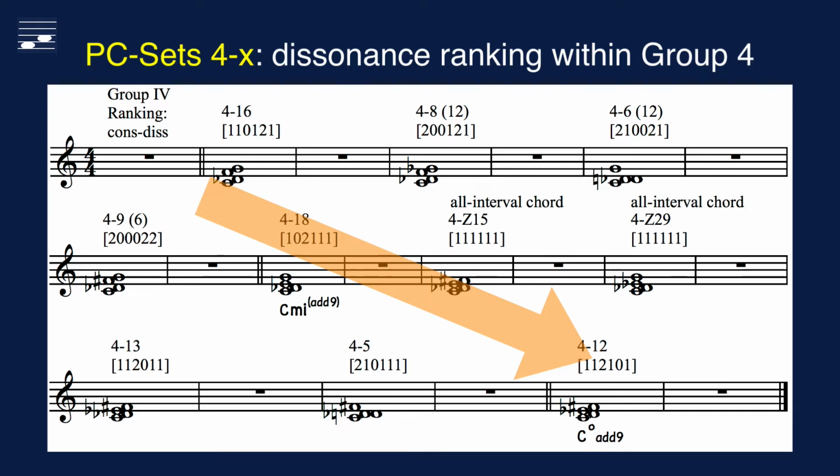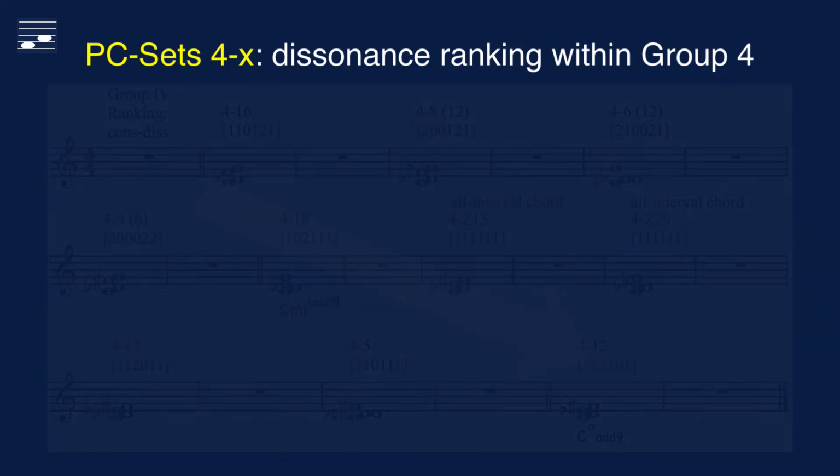This yields a possible dissonance level ranking within the group, as shown here for the 10 4-element PC sets in group 4. This is my ranking proposal, and you may prefer a different order.